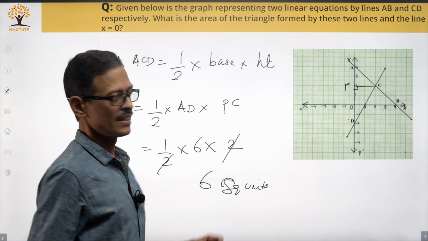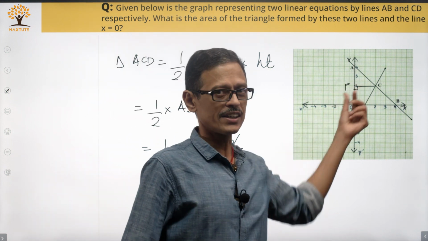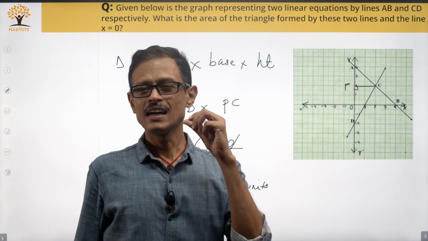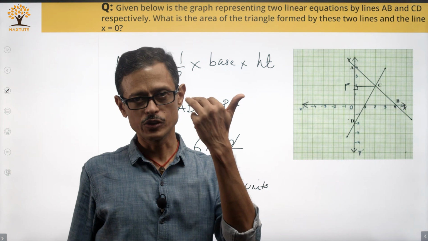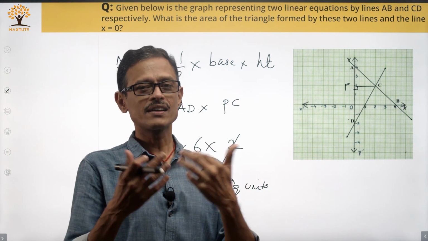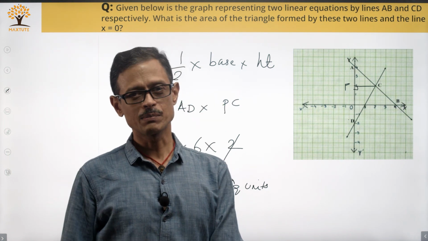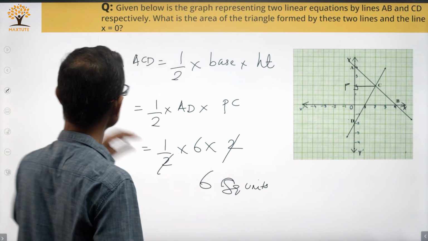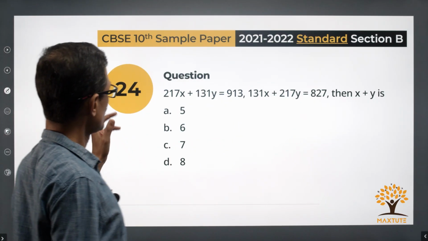Rather straightforward question. The only thing to figure out is how we determine the altitude. Once you figure that out, things become easy. And before that, one thing you would have learnt is what line x equals 0 represents. It represents the y-axis.